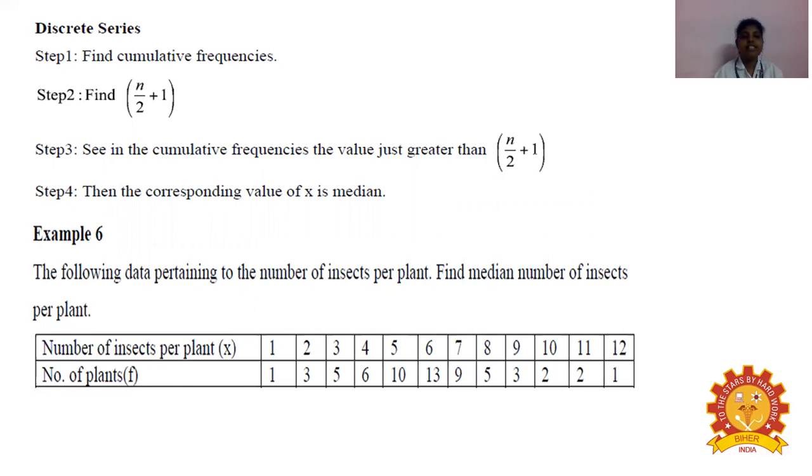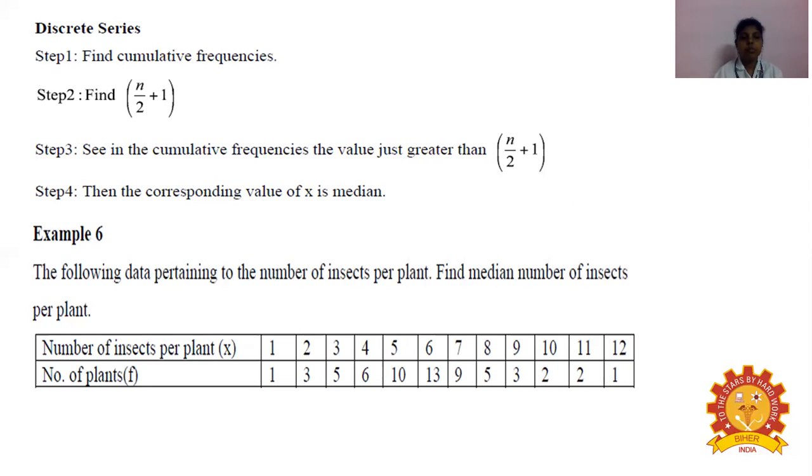Steps for discrete series. Step 1: find cumulative frequencies. Second step, find n by 2 plus 1. Third step is to see in the cumulative frequencies the value just greater than n by 2 plus 1. Last step is the corresponding value of x is the median.